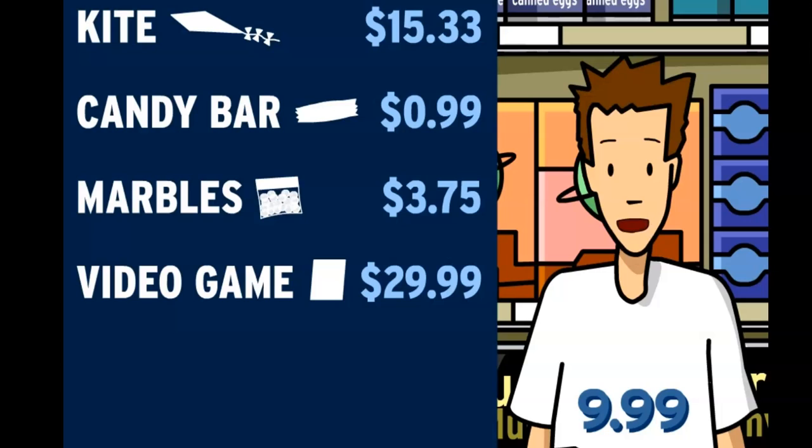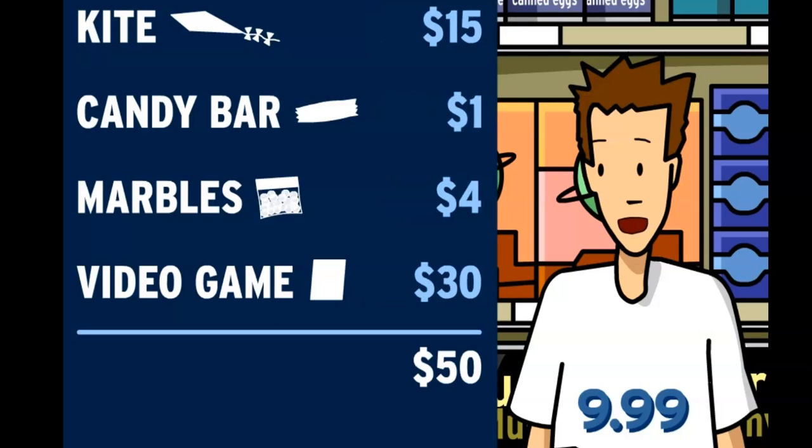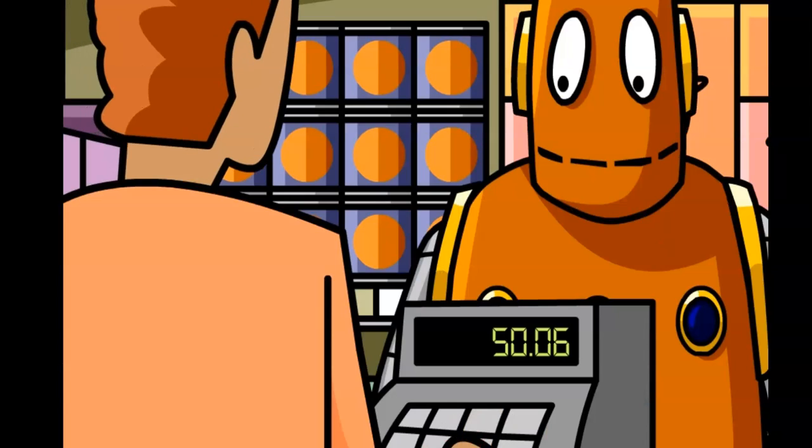So I'll round the numbers. It's a lot easier to add 15, 1, 4, and 30. That makes $50. Although, that's a little too close for comfort. Let's see what the exact price is.